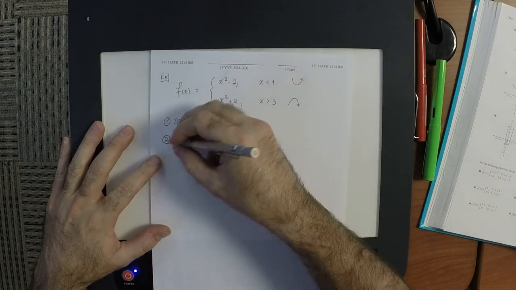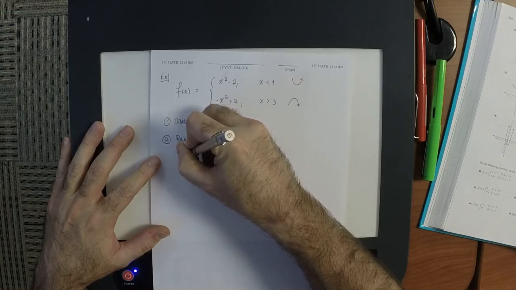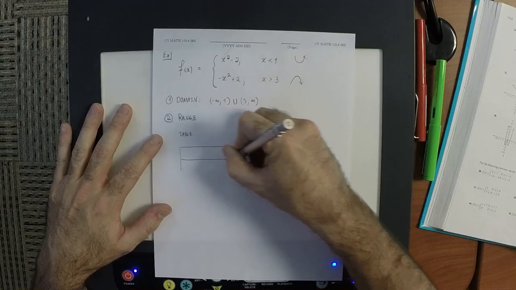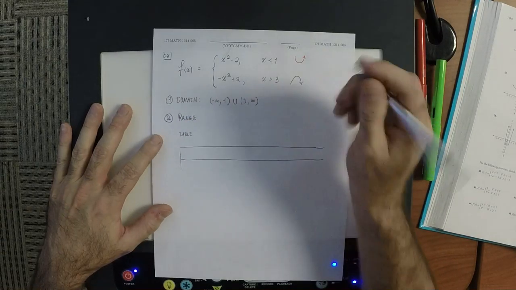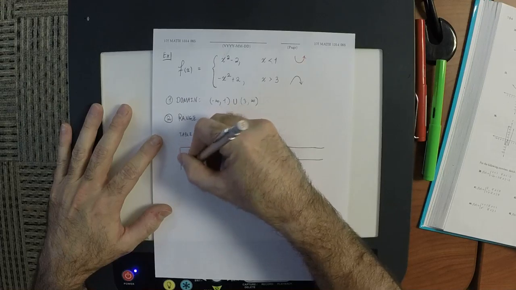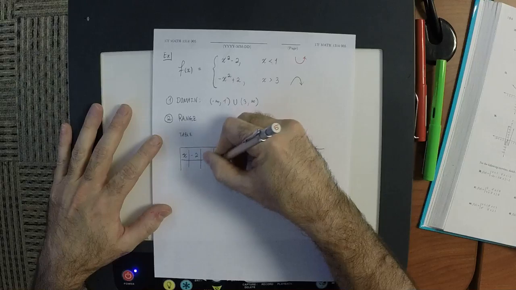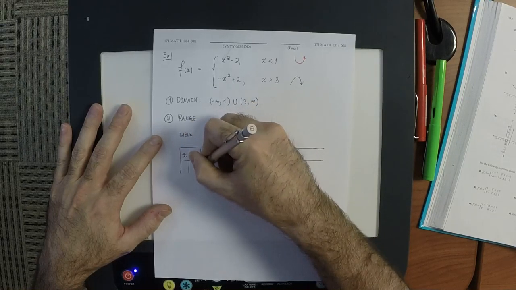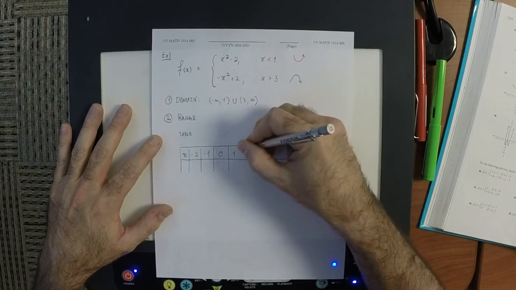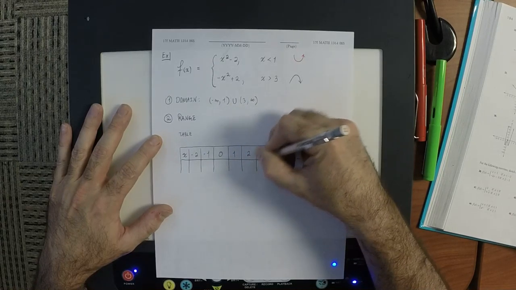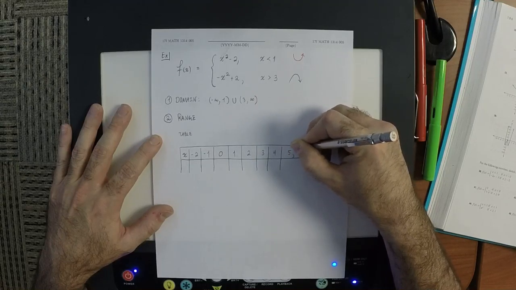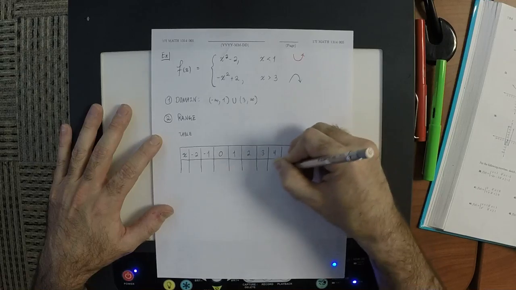Okay, so let's see if we can do it. In order to figure out the range, let's make a table of values. So how about x here, and then negative 2, negative 1, 0. And then we can't really plug in 1. I'll go ahead and write it. 1, 2, 3. And then now we can start plugging stuff in. 4, 5, 6.